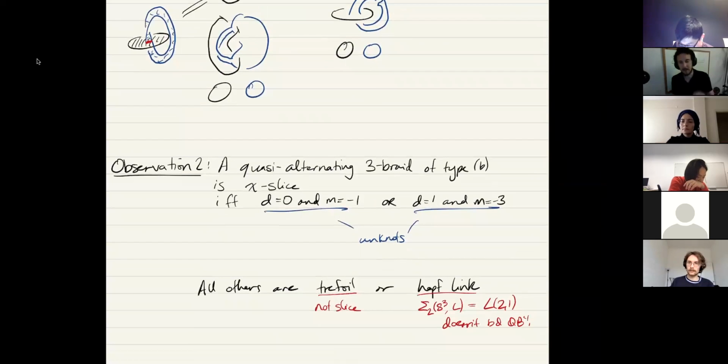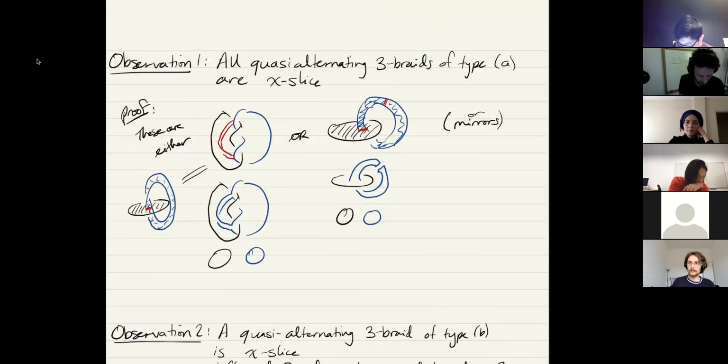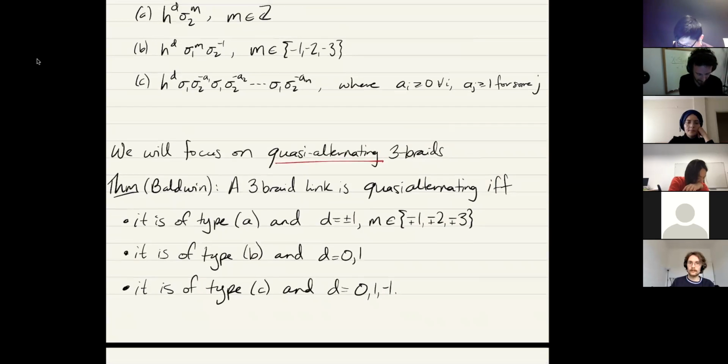All right. So those are the first 2 cases. They're pretty simple. The third case is the hard one. This is where all the work has really gone into, and we've been doing a lot with it. So the third case, and this is the generic case. Most 3-braids fall under this category. And we are quasi-alternating if D is 0, 1, or -1. So those are the cases I'm going to focus on.